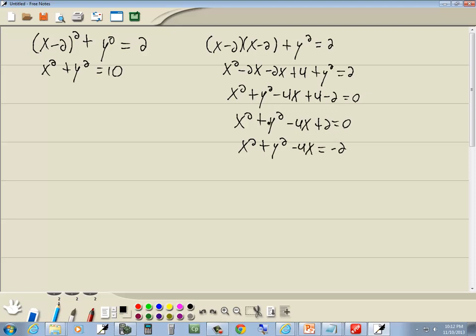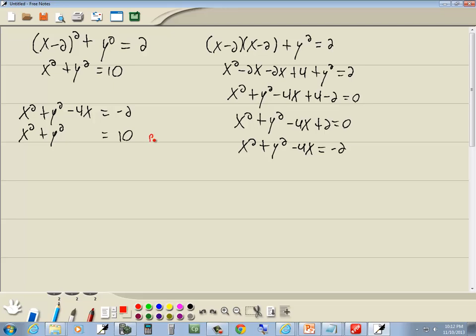How do I know to take it to the other side? Well, I'm going to be adding it to this other equation, and I notice the numbers on the right side. So I just redid this one. Let me write it down. We've got x² + y² − 4x = −2, and this one will be x² + y² = 10. Now notice how I lined up the like terms: the x² terms lined up, the y² terms lined up, and the numbers lined up.